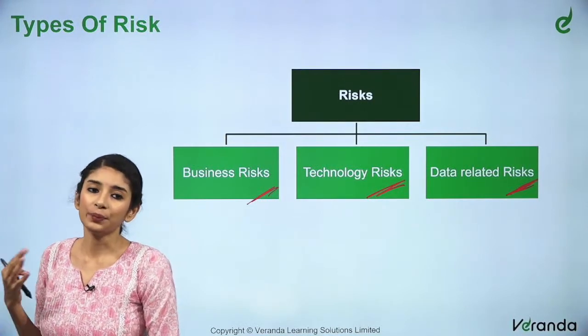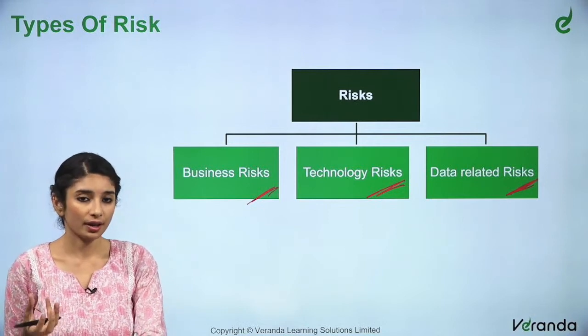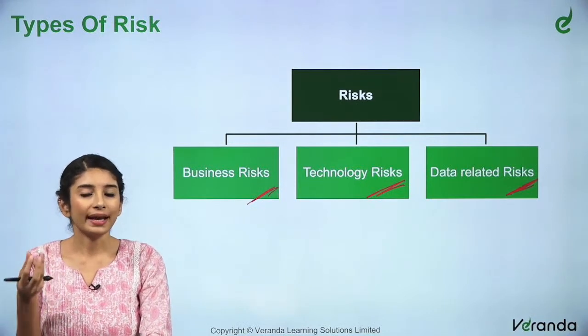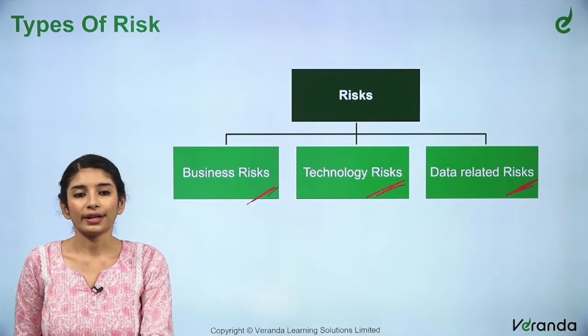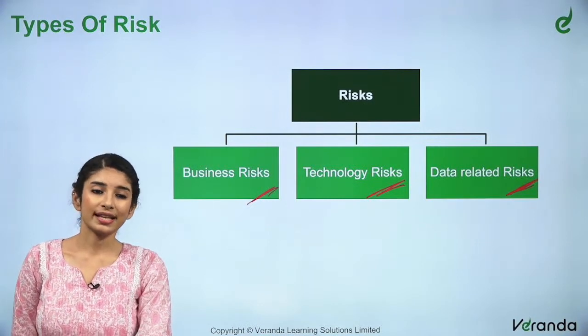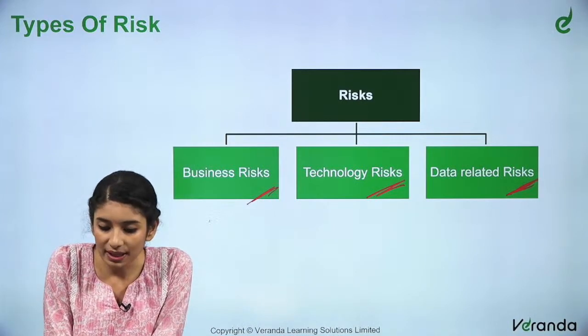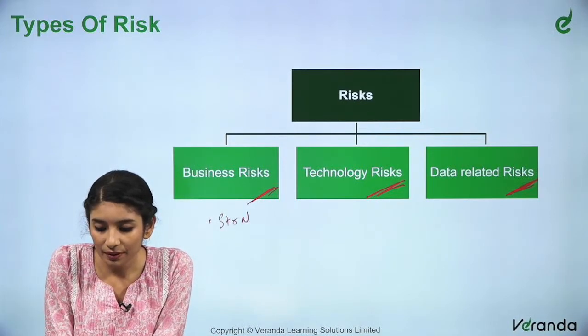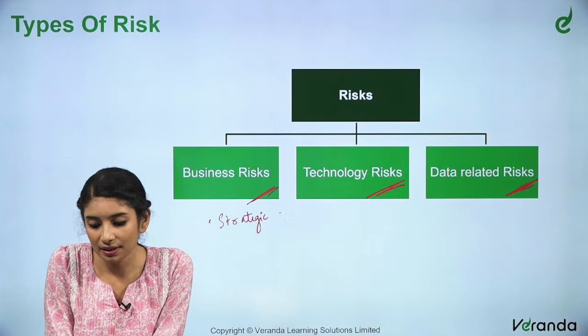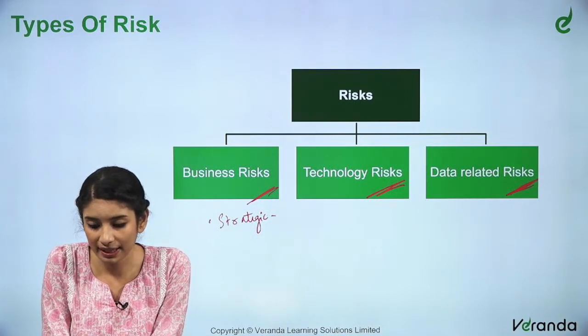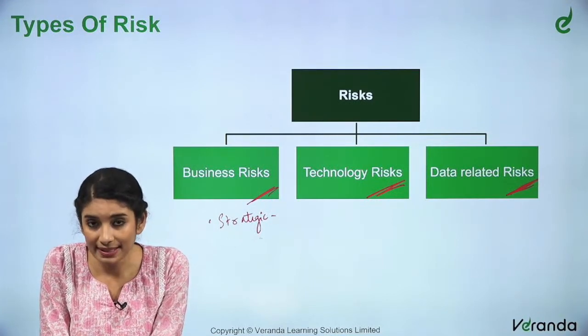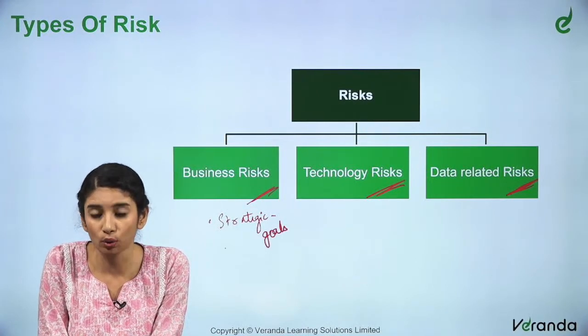Guys, are you ready? Can we go into this? This is a very important concept: business, tech and data related risk. Now, when we talk about business risk, there are 6 types of risks discussed in the book. One is strategic risk. As we go, please try to memorize the side headings. A strategic risk means anything that does not help me to achieve my goals.